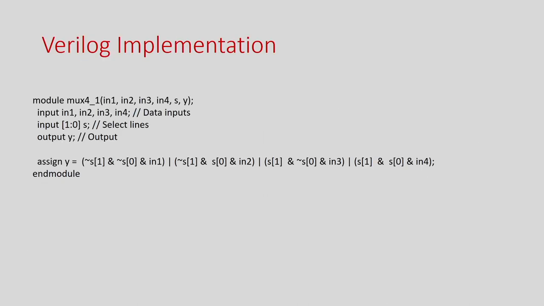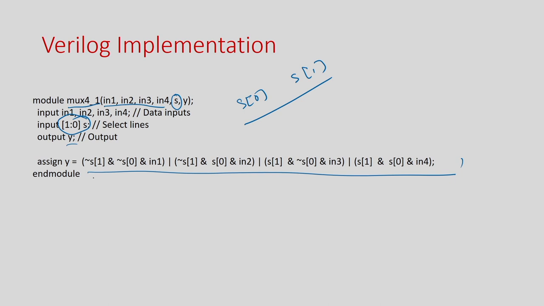Implementation is quite obvious. I just create a 4 to 1 multiplexer where there are 4 inputs: in 1, in 2, in 3, in 4. I put S and I made it 2 bits, okay. So that means S0 and S1, right. This way I specify it and the output is Y. And I just wrote that equation straight away here, which is basically S0 bar, S1 bar, in 1 and so on. This way I can declare the 4 to 1 multiplexer.